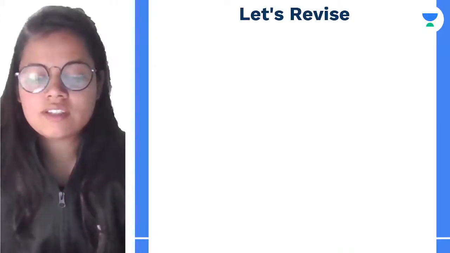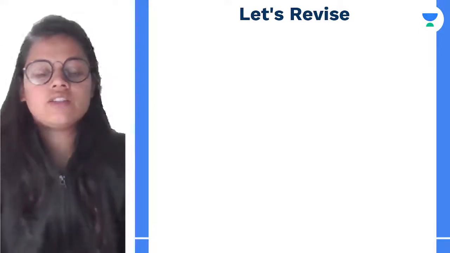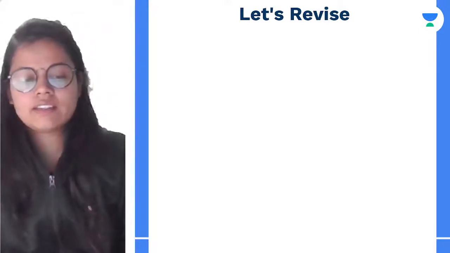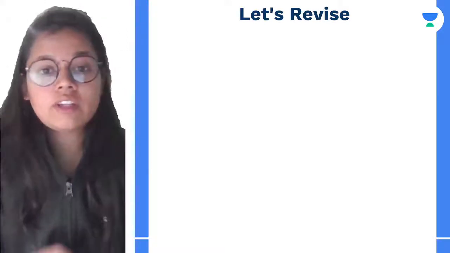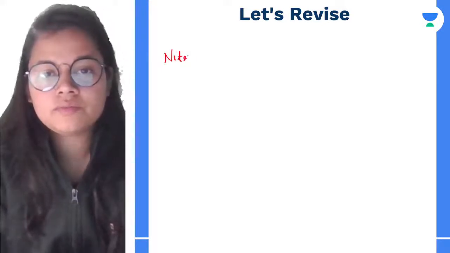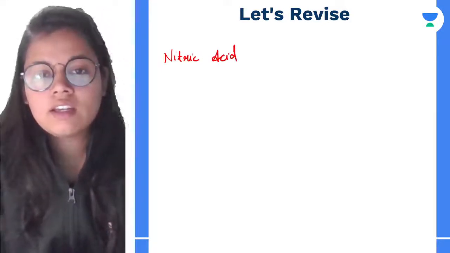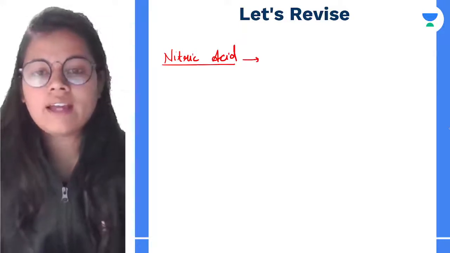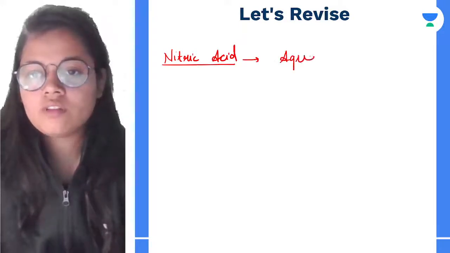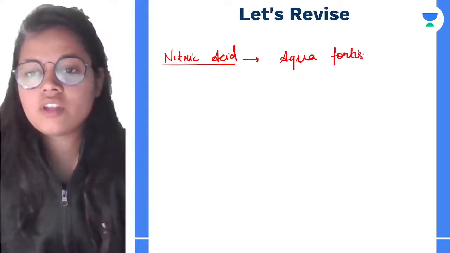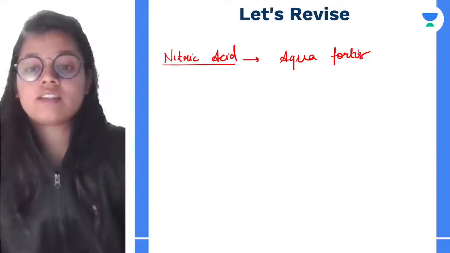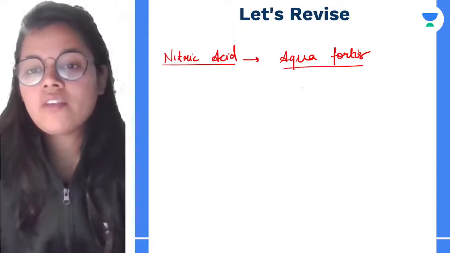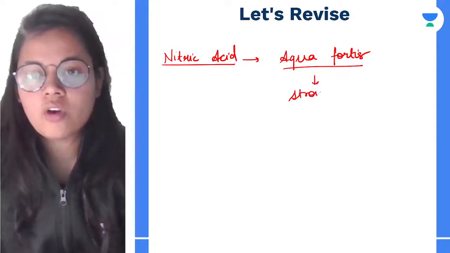And now let's move on to the revision session. Let's start with what is nitric acid, and then we will be moving on to preparation and the methods. Nitric acid is also called aqua fortis. These are important questions from your MCQ point of view. You could be asked which acid is termed as aqua fortis. Aqua fortis actually means strong water.